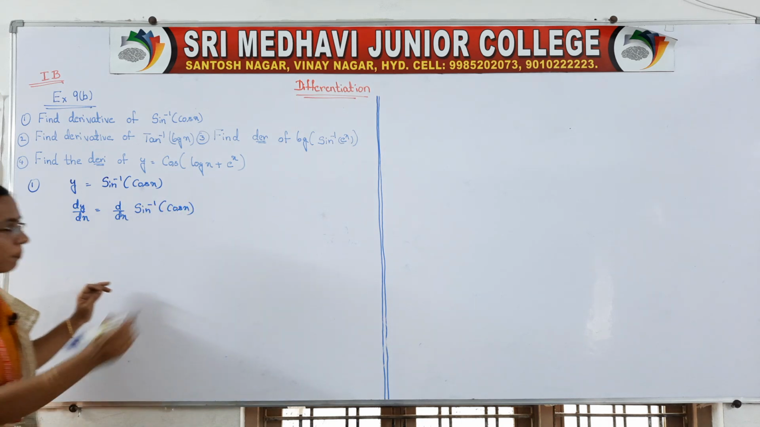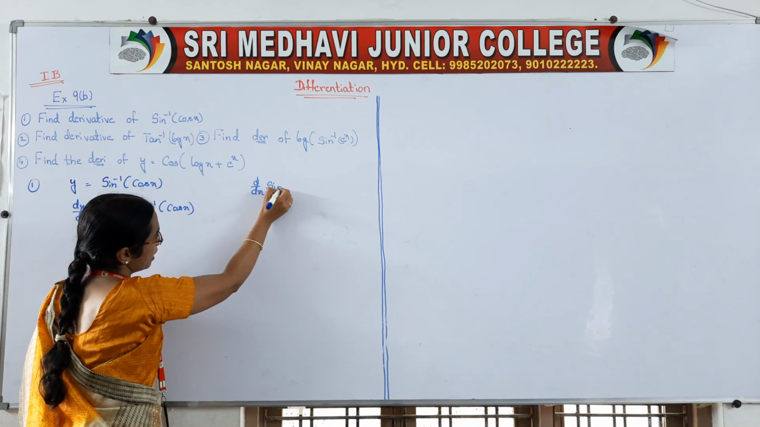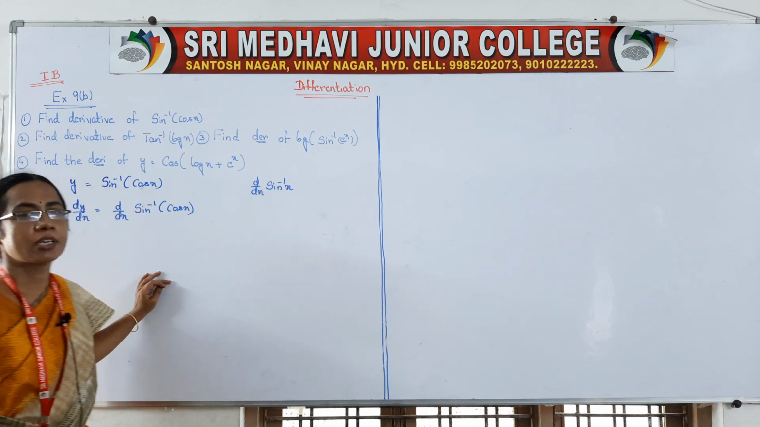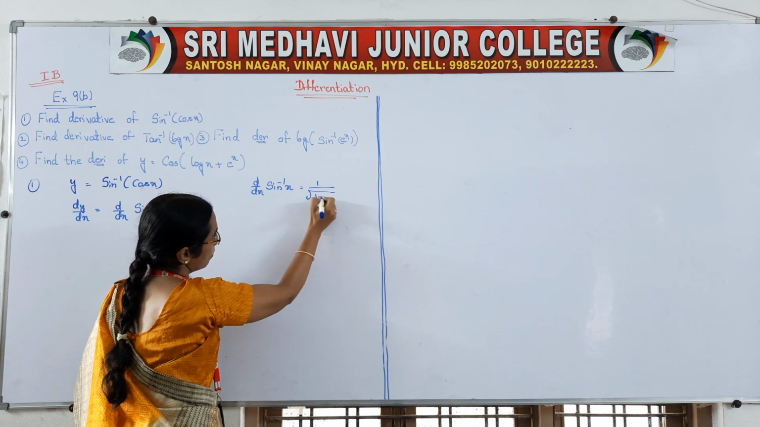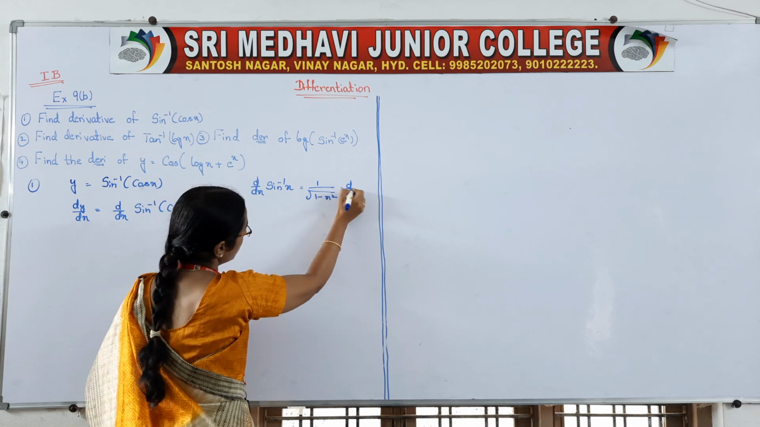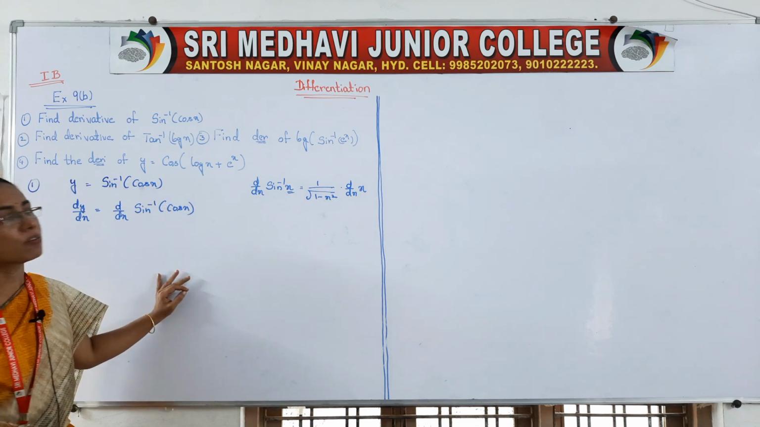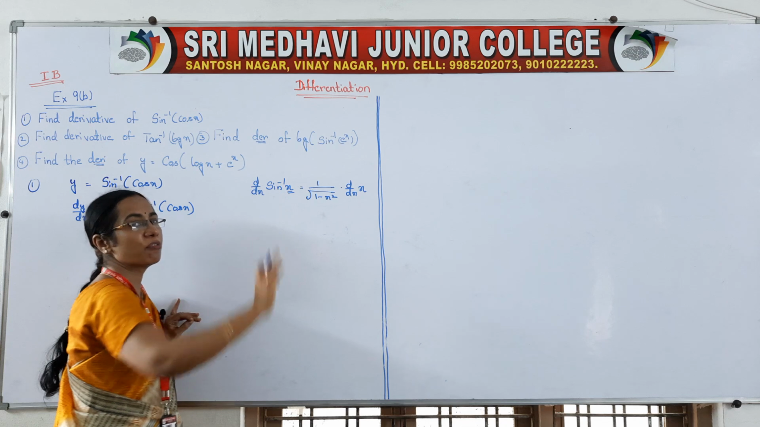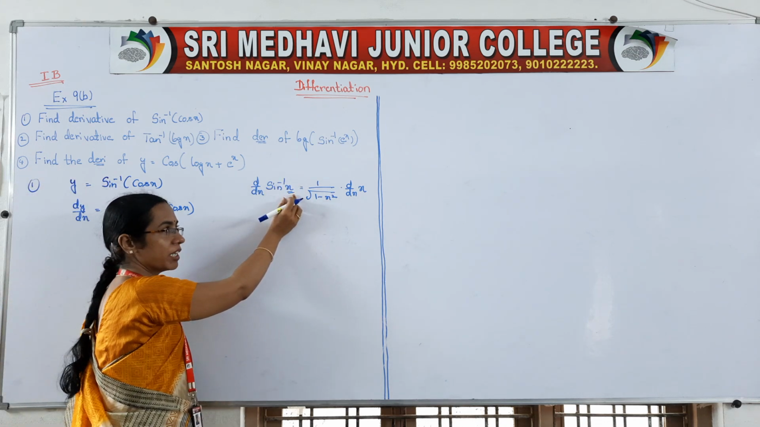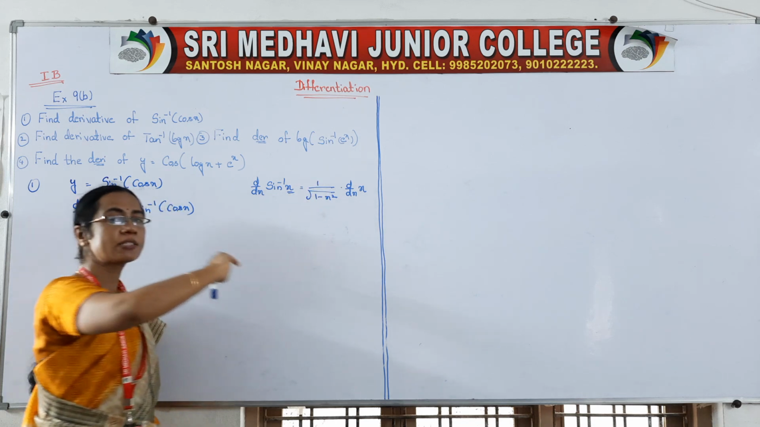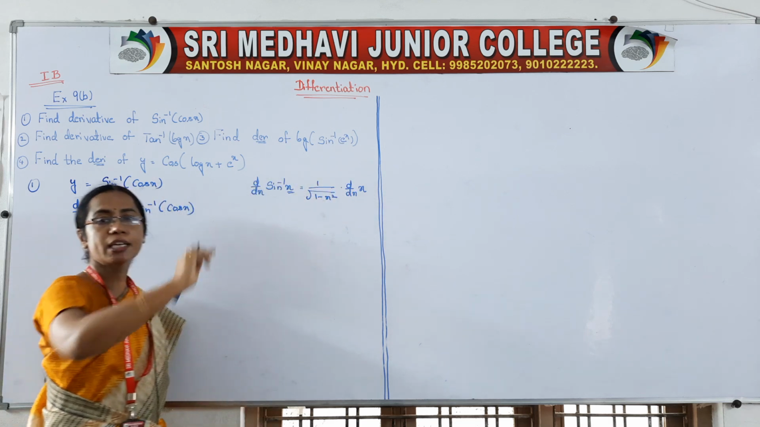Now take your standard formula. What is the formula of d by dx of sine inverse x? D by dx of sine inverse x is 1 by root of 1 minus x square into d by dx of x. Here x means variable, so instead of x we can take any other variable. D by dx of sine inverse of any variable is equal to 1 by root of 1 minus that variable square into d by dx of that variable.